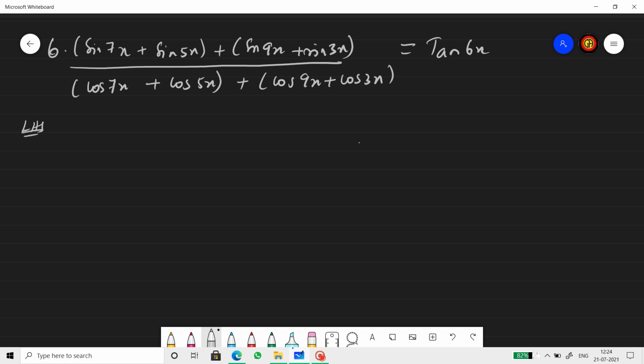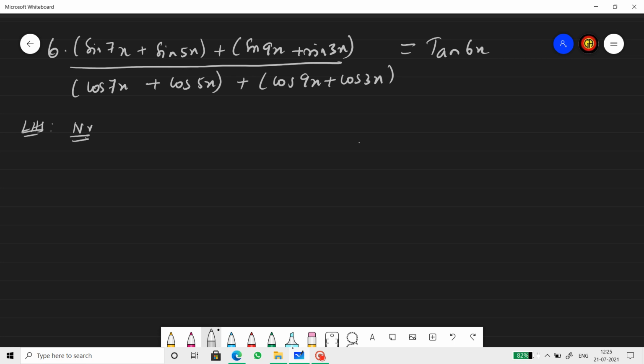So let's break this sum into two parts. I'm choosing the LHS and I'm doing only the numerator right now. Numerator is sin 7x plus sin 5x plus sin 9x plus sin 3x. Let us see whether it works the way it's given. They have already put the bracket in the question. Let's see if we can take something out when we group it as it is. What is 7 plus 5? 12. And what is 9 plus 3? That is also 12. So I think you can take 6x common out.